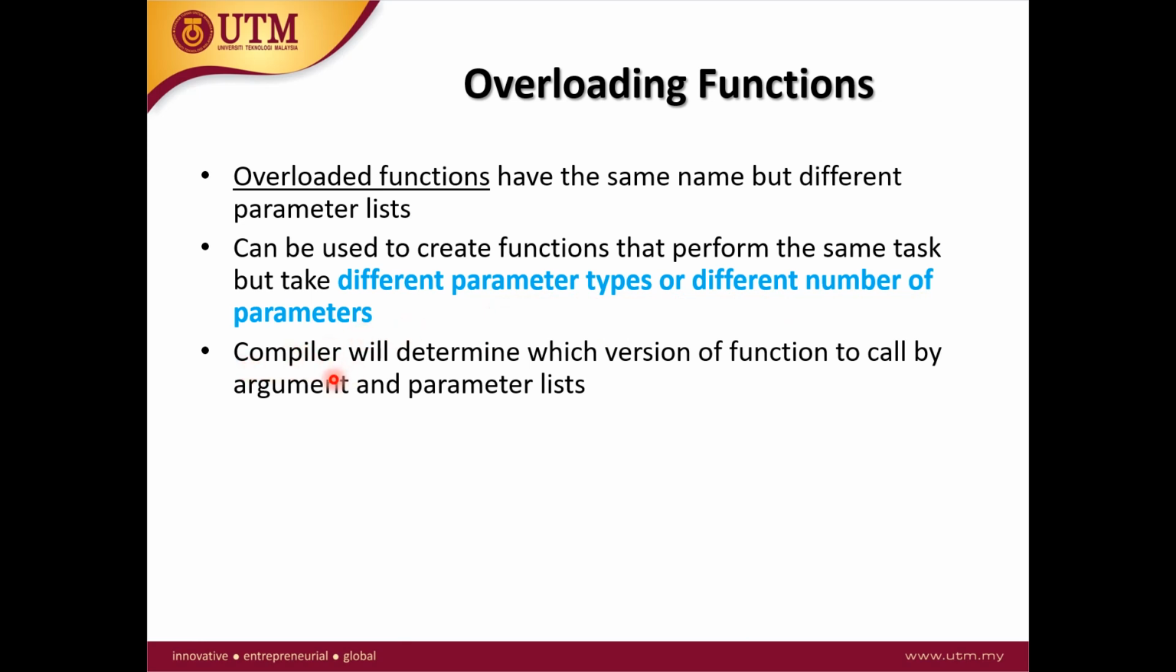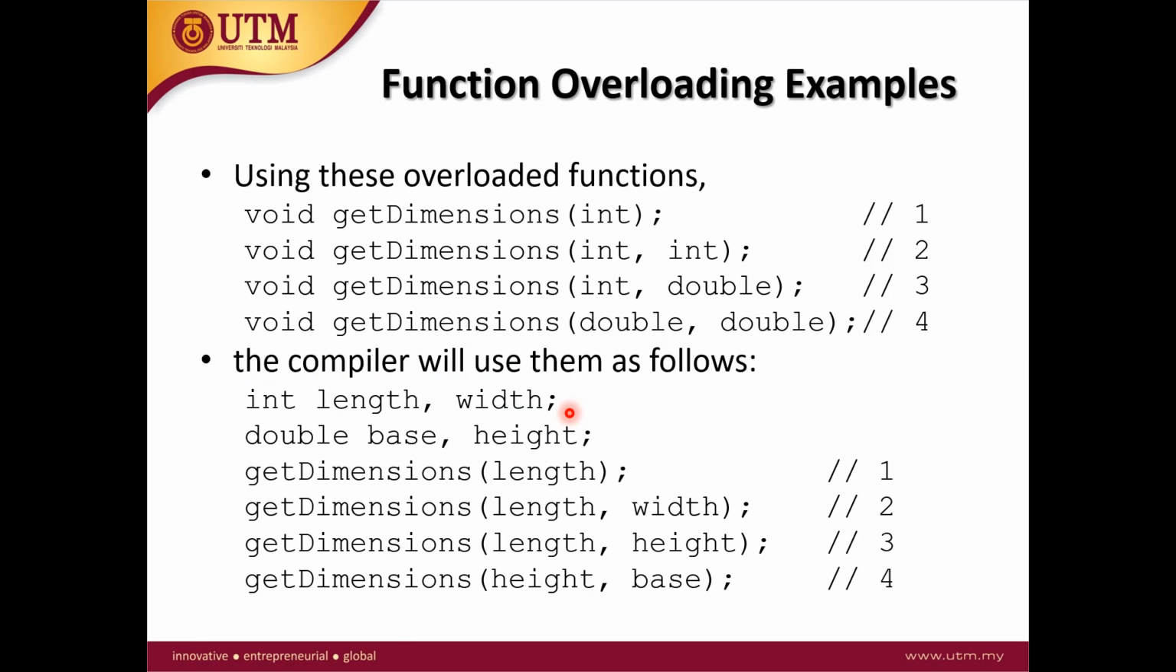This recognition is going to be done by the compiler. The compiler will determine which version of the function to call by the argument and parameter list. So whenever you are passing different parameters, it is the compiler that knows which version of the function to call. Look here, these are the overloaded functions. We are going to define them 4 times. GetDimensions with only 1 parameter. So if we send only 1 integer parameter, this version of the function is going to be executed.